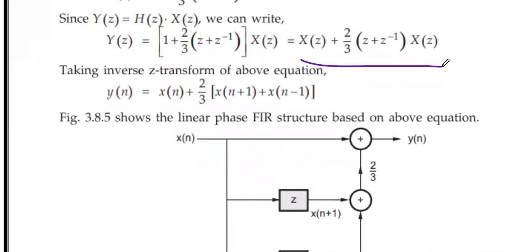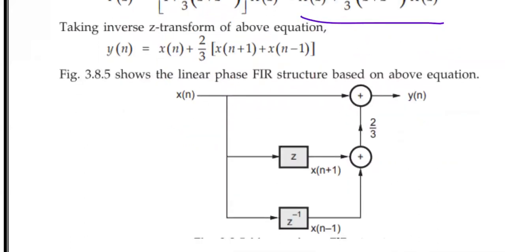Okay, then for this Z transform equation, if we take the inverse Z transform, what is the inverse Z transform of Y of Z? Small y of n. What is the inverse Z transform of X of Z? X of n. What is the inverse Z transform of 2 by 3 Z into X of Z? 2 by 3 X of n plus 1, according to the time shifting property of Z transform. Similarly, 2 by 3 Z inverse into X of Z means the corresponding inverse Z transform is X of n minus 1. Okay, so after calculating this time domain function, we have to draw the implementation.